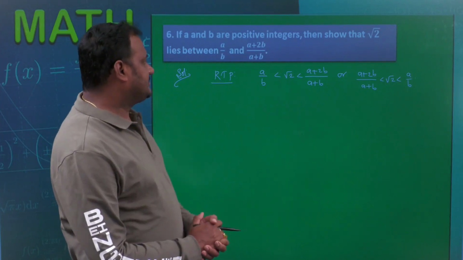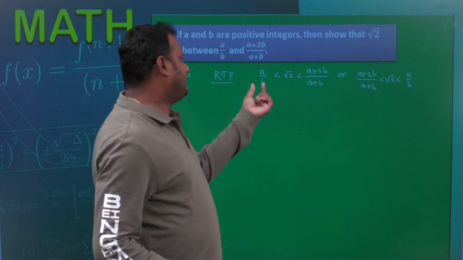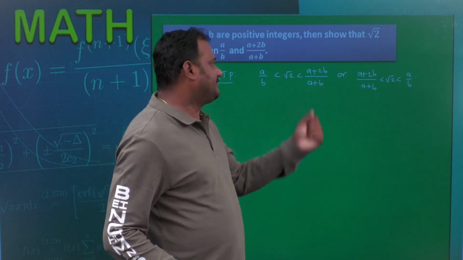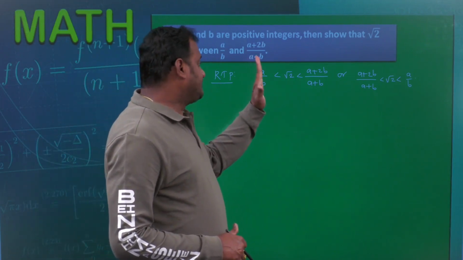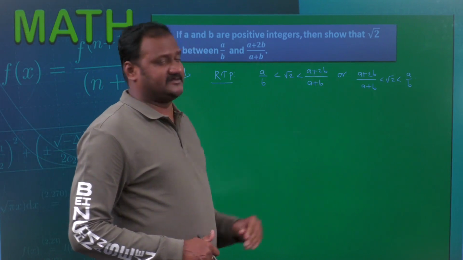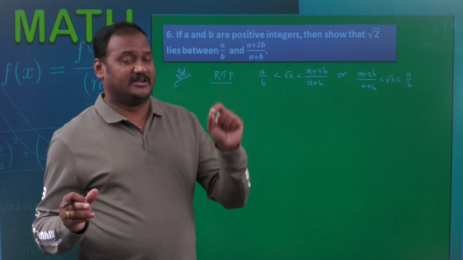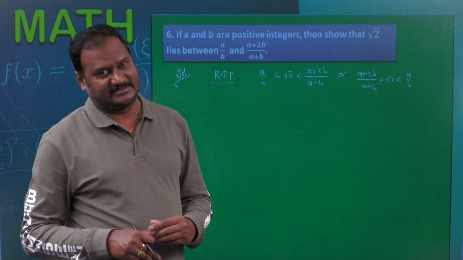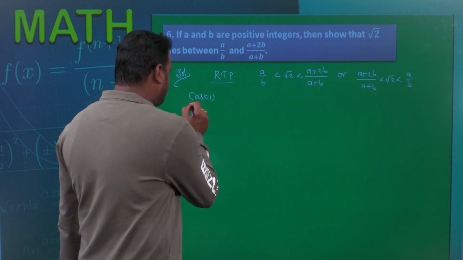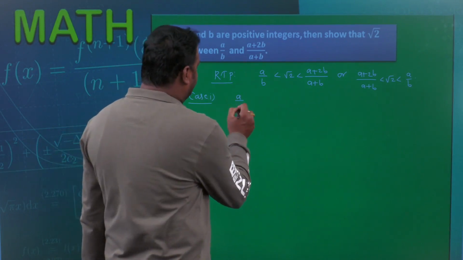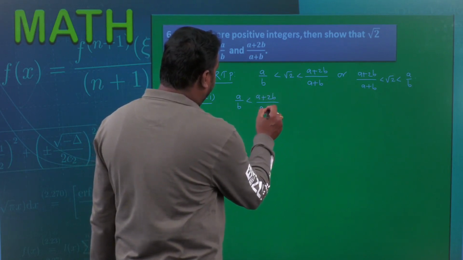In order to prove this, you will have to understand one thing: suppose a by b is smaller than a plus 2b by a plus b, then the difference between a by b and a plus 2b by a plus b should contain the value root 2. So I am going to take the first case. Case 1 is, suppose a by b is less than a plus 2b divided by a plus b.